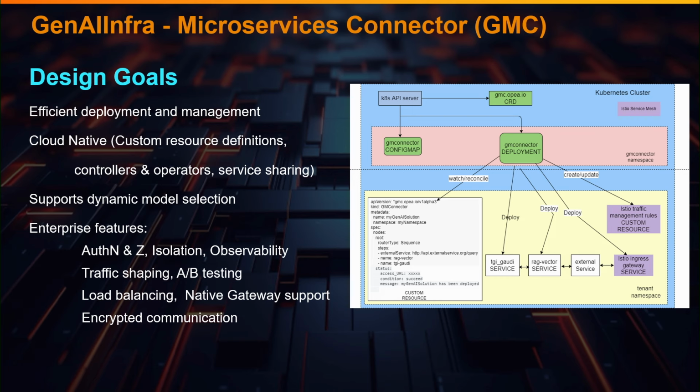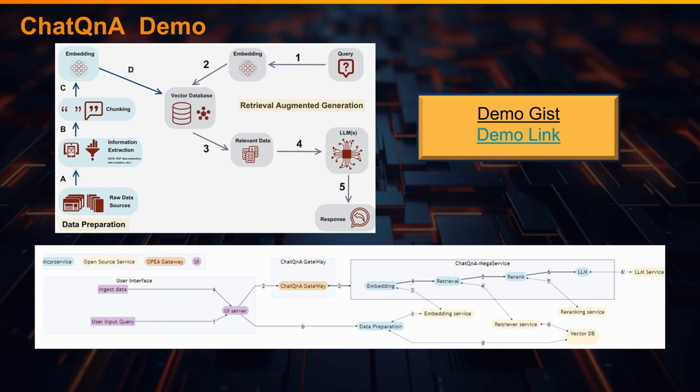And we have observability integrated, and we're going to put in more service mesh pieces so you can have things like traffic shaping. And of course, we want encrypted communication, could be mutual or one-sided, whatever you want, and bring in your keys. So before I hand off to Iris to cover the demo, let me tell you a little about the ChatQnA demo.